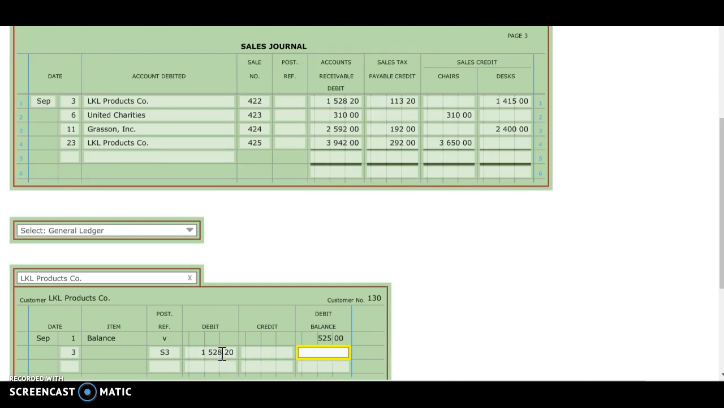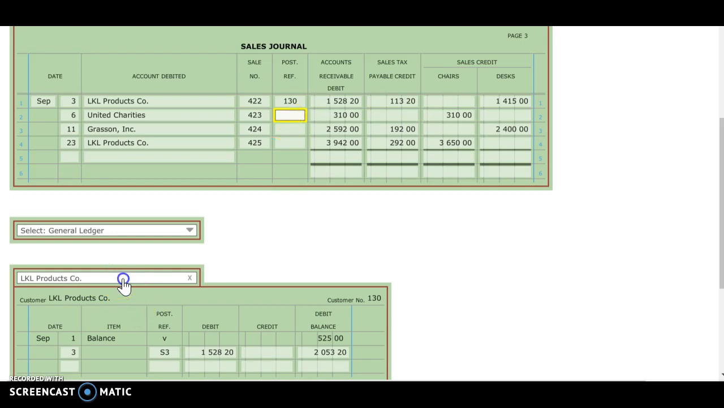Okay, and then I'm going to find my new balance. I have a debit and a debit, so I'm going to add those two together. And I should get $2,053.20. Last step, account number 130 goes up to my post reference on my sales journal.